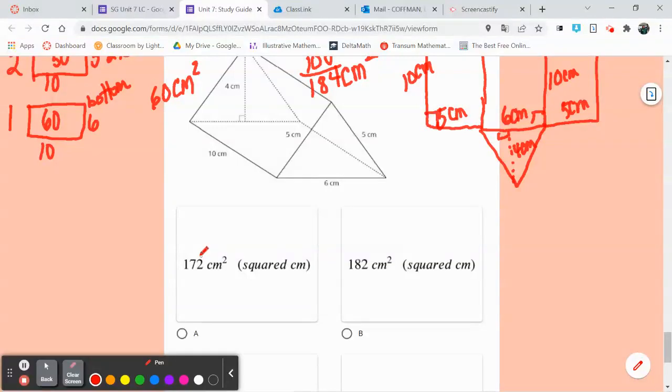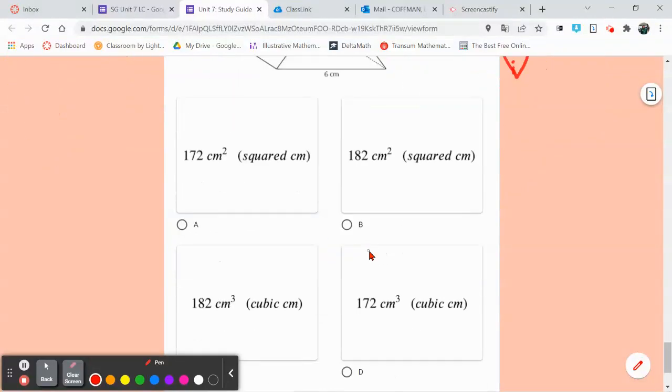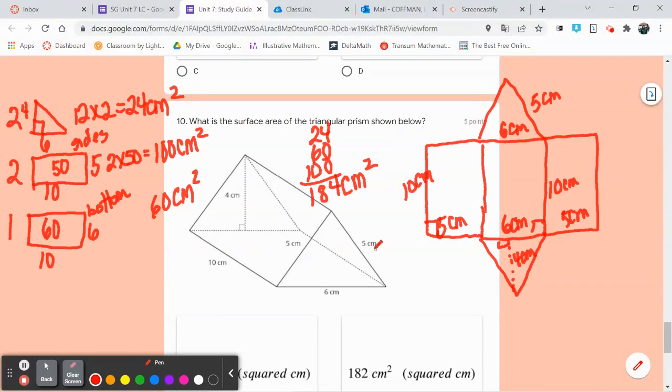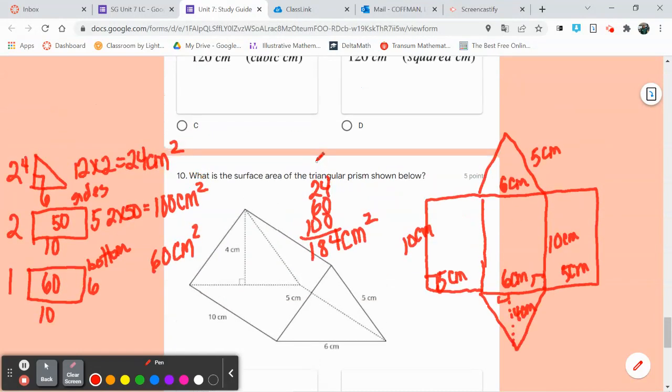172? No. 182? Uh-oh. Looks like I had the wrong answer there, huh? Well, it's supposed to be 184 centimeters to the second power. And I can promise you that one will be there. So make sure you click 184 centimeters squared. And I'm going back to fix that little error I made on there.